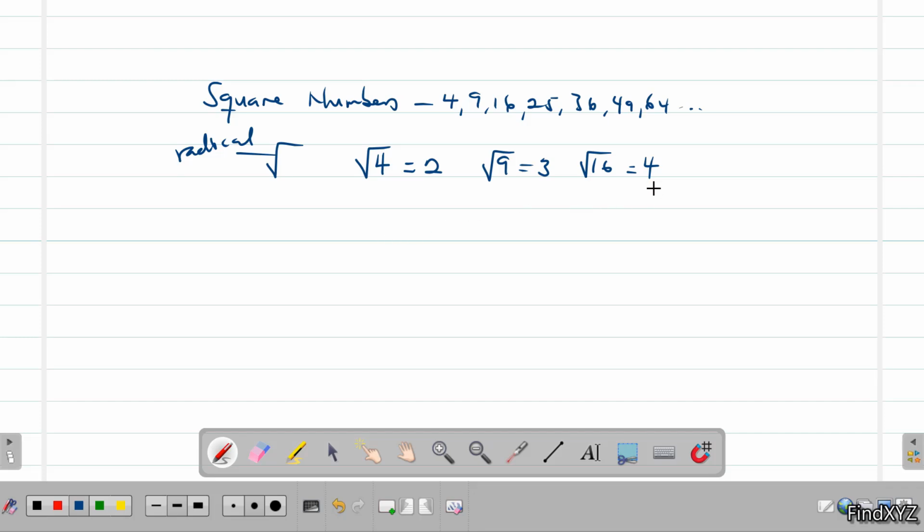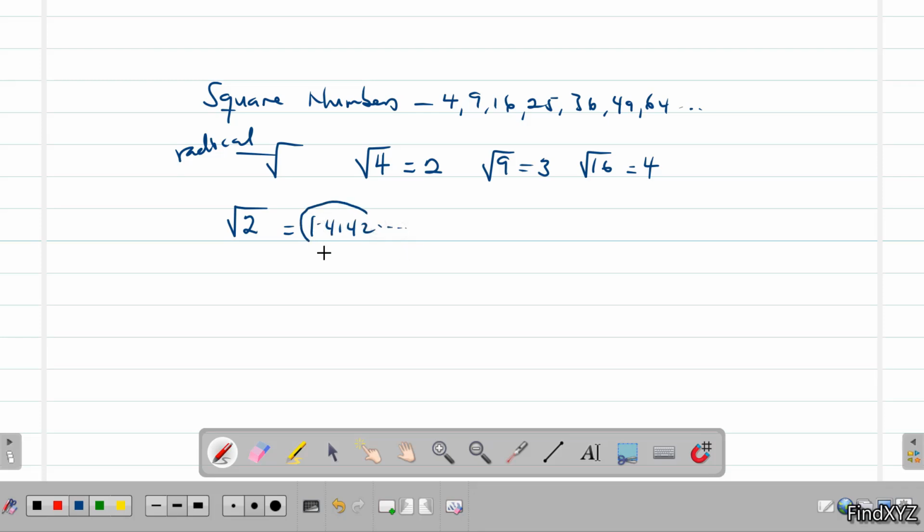That is 4. Right? However, what if I ask you to find the root of a number which is not a perfect square? That is a non-perfect square number. So for example, the root of 2. What is it going to be? You are going to get an irrational number. So you're going to get 1.4142 and so on.